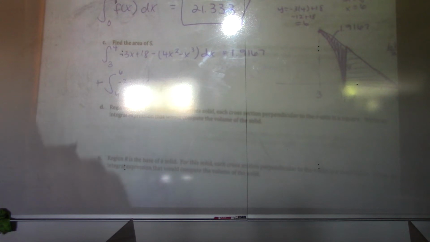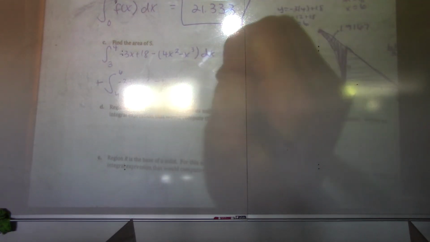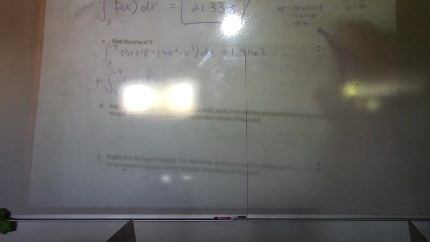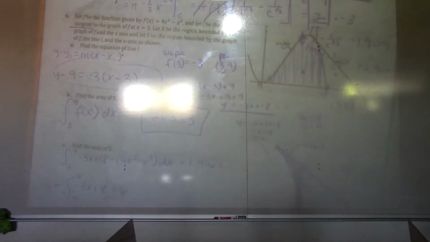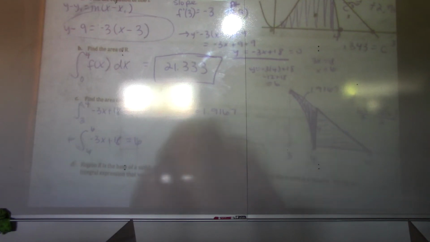All right, so when I take my antiderivative, I got that this was 6. So I'm going to add these two together. This area plus this area will give me all of area S. So then the area of S is 7.9167.